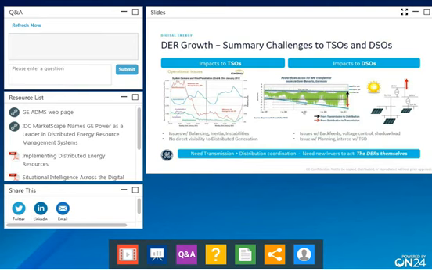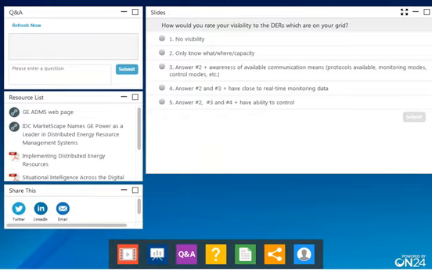So at this point, we would like to pause for this little polling question that will be very interesting to share in between all the audience here. We'd like to know what's the visibility that you have on the DERs that are today on your grid. So do you have actually no visibility? You know that there are some PVs around and some EVs, but you do not really have a grasp on where and what these are. That's the answer number one.